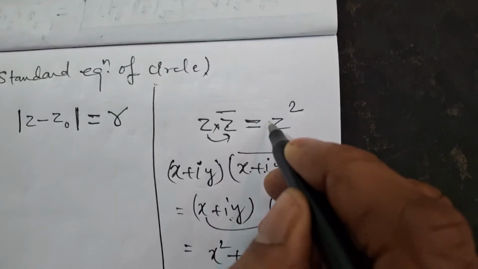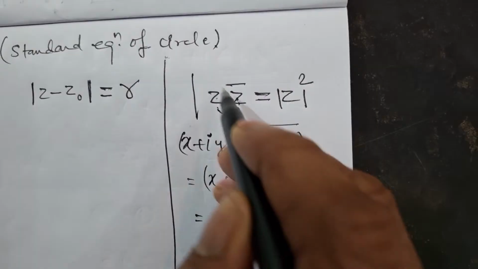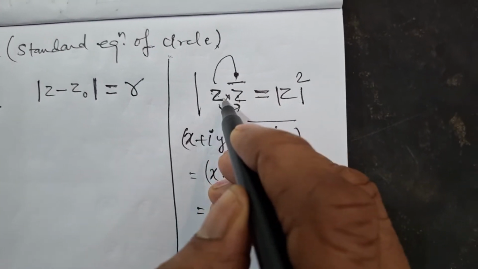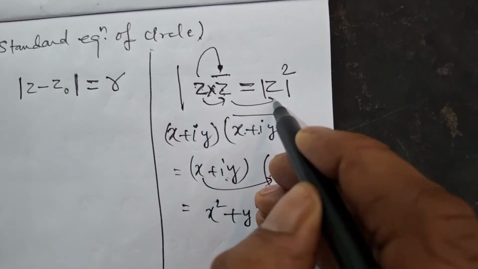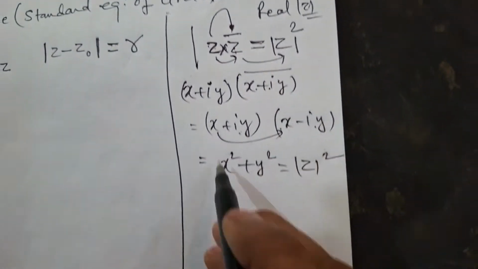The z and z bar, both are complex numbers. This complex number is the mirror image of z. If you multiply you will get real values. This is real values, z z bar means real values you will get.